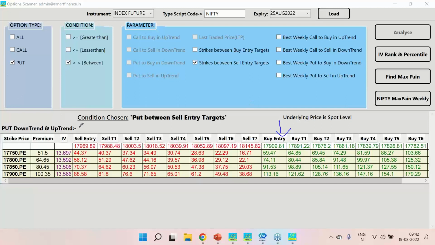We will sell these options when the Nifty spot goes above 17,969.89 or 70. If you recall, previously also the sell entry was placed at the 17,965 level, the Nifty future sell entry. So here it is telling, if you are a put option buyer, we must buy only when the Nifty spot falls below 17,910. This is very important.